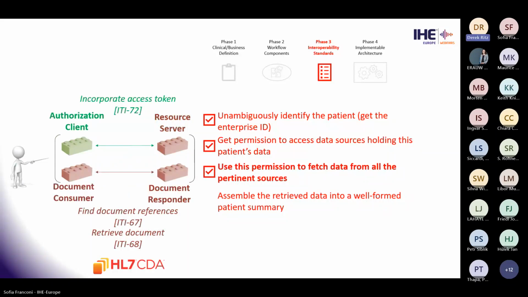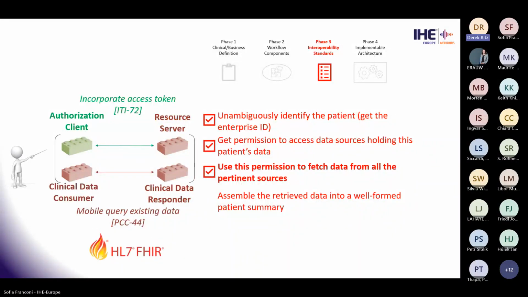Now here we introduce something called grouping. An authorization client would be grouped with a document consumer. The resource server would be grouped with a document responder, and we would use ITI 67 and ITI 68 to find and retrieve documents. This is how we would retrieve CDA information to be pulled into the patient summary. Of course, we could group with a clinical data consumer and a clinical data responder and use PCC44 to fetch FHIR-based information that we want to include in the patient summary.